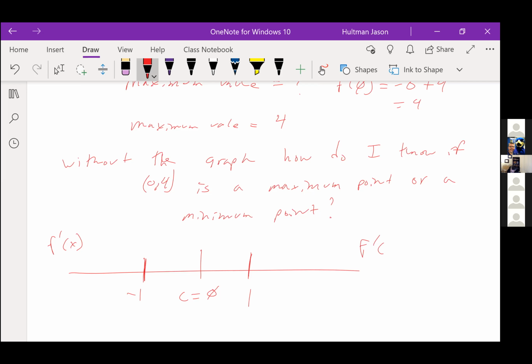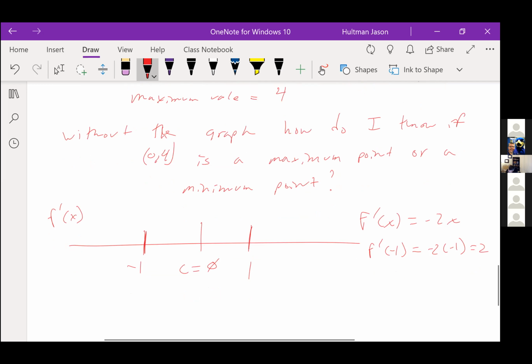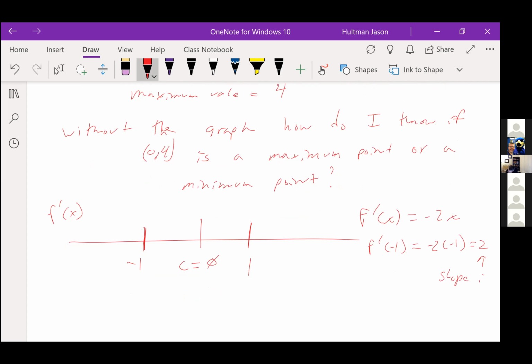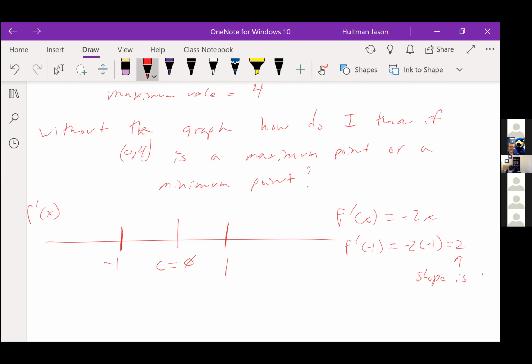So I'm going to say f prime of negative 1. Let's see, f prime of x is equal to negative 2x. So f prime of negative 1 is negative 2 times negative 1, which is equal to 2. And what does that tell me? That tells me that the slope is positive at negative 1. Well, at our critical value, f prime of 0 was equal to 0, right? F prime of 0 was equal to 0.